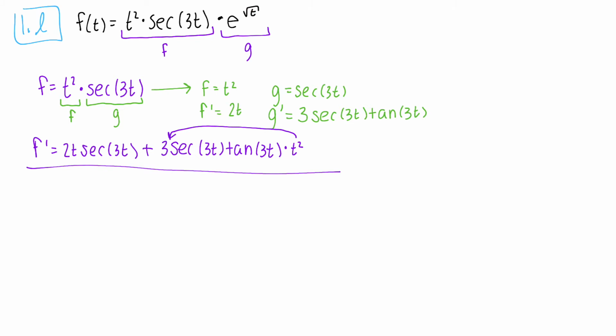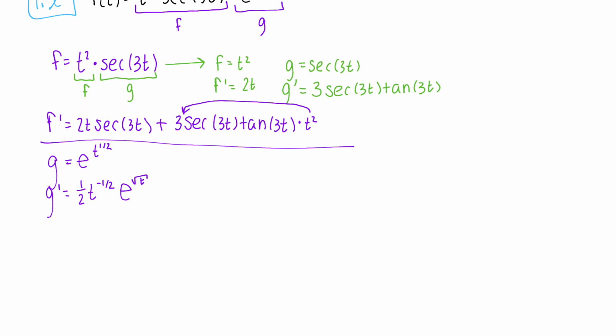G, going back up to here, all the way up, G was e raised to the t raised to the 1/2 power. So the derivative of the exponent is 1/2 t to the negative 1/2. And then e raised to the, it's okay to write it as square root t this time. Or you could write it as t raised to the 1/2 power, that would work too.